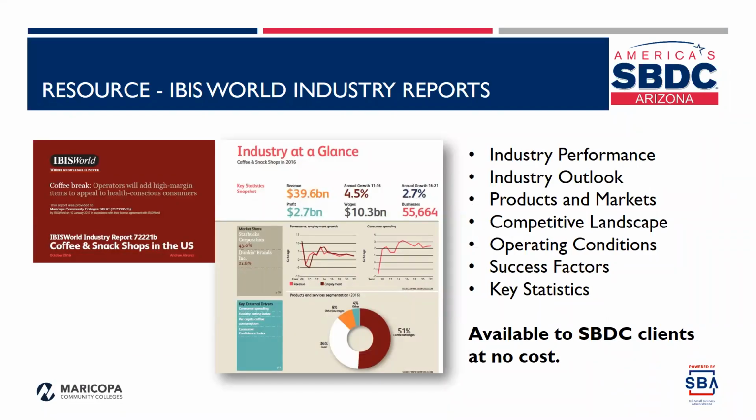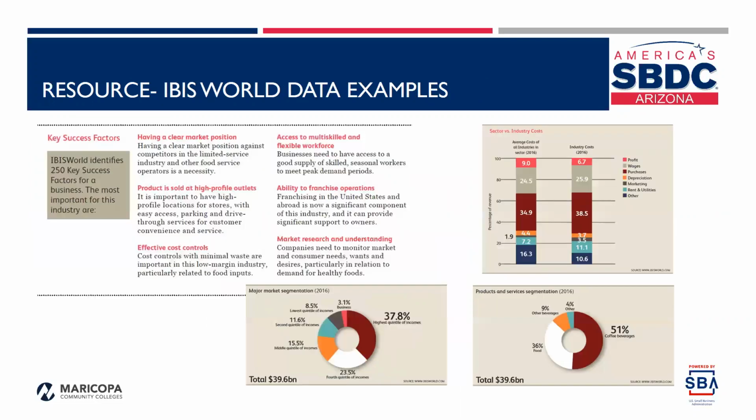Resource number 3. As an SBDC client, your counselor can provide you with IBIS Industry World Reports. These detailed reports cover many topics, including industry performance and outlook, products and markets, competitive landscape, operating conditions, success factors, and key statistics. There is no cost to our clients for these reports. And again, your counselor provides access and can pull these reports for you. Here is an example of the types of data found in IBIS industry reports. Key success factors, industry costs, major market segments, product and service segmentation can be very valuable information as you plan your business.